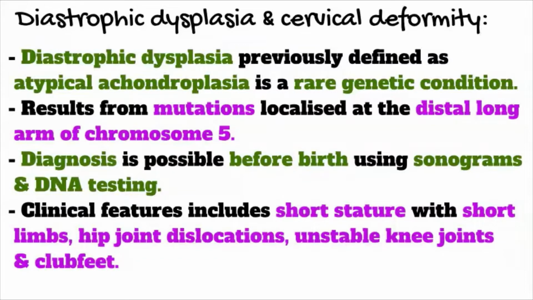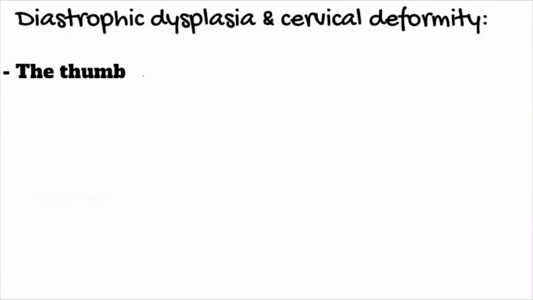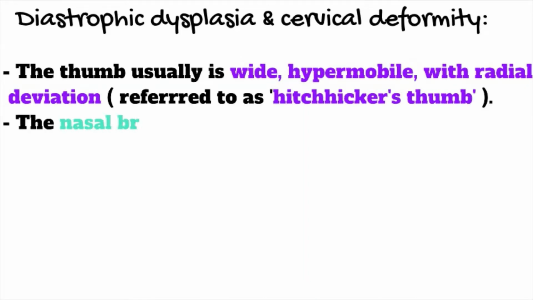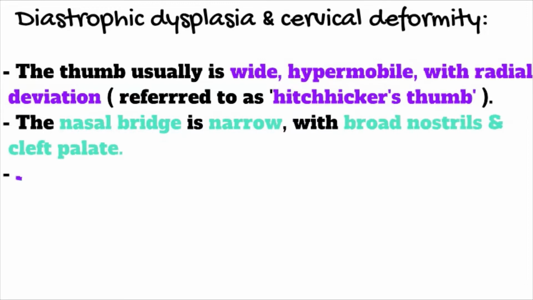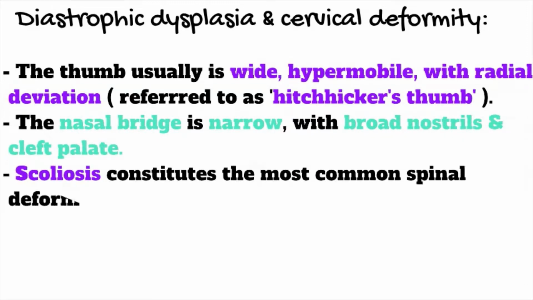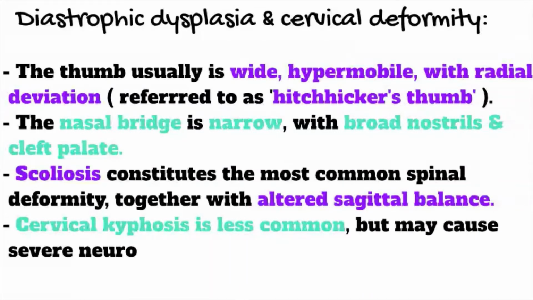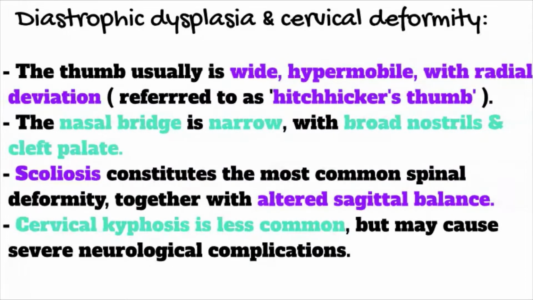Clinical features include short stature with short limbs, hip joint dislocation, unstable knee joint, and club feet. The thumb usually is wide, hypermobile with radial deviation, referred to as hitchhiker thumb. The nasal bridge is narrow with broad nostrils and cleft palate. Scoliosis constitutes the most common spinal deformity together with altered sagittal balance. Cervical kyphosis is less common but may cause severe neurological complications.